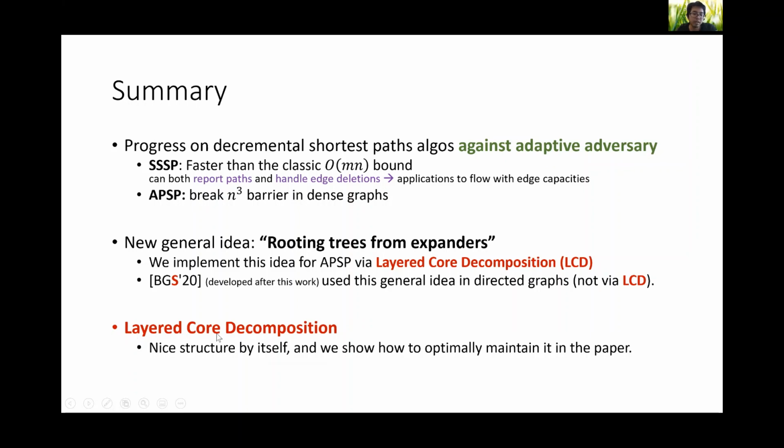Layer core decomposition is a key object in this paper. It's a nice structure by itself, and we show in the paper how to optimally maintain this structure. So you can look at the paper.